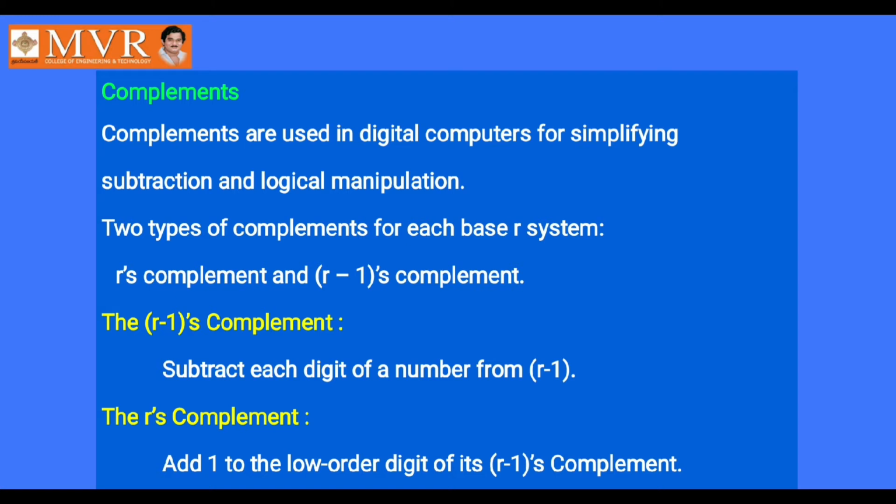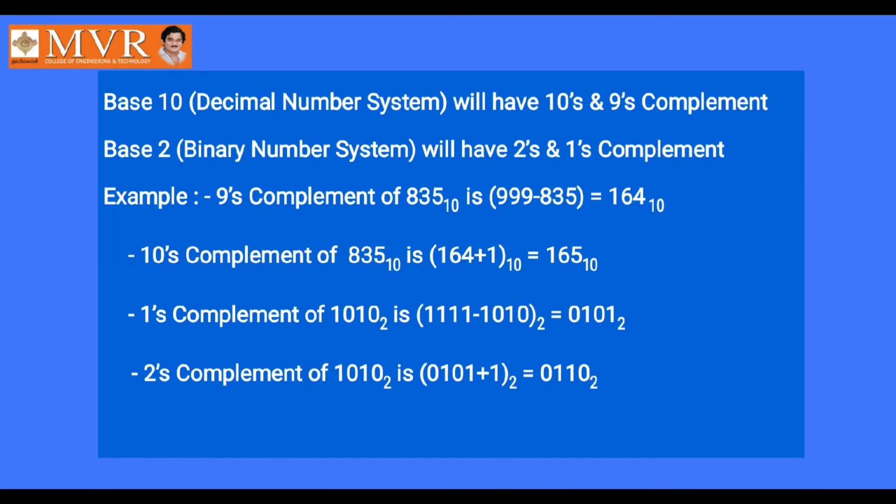If you see the example, you will get clarification on how to calculate the R minus 1 complement and R's complement. Here I have given examples for 9's and 10's complements, and 1's and 2's complements also. Take the value 835 to calculate 9's and 10's complements.